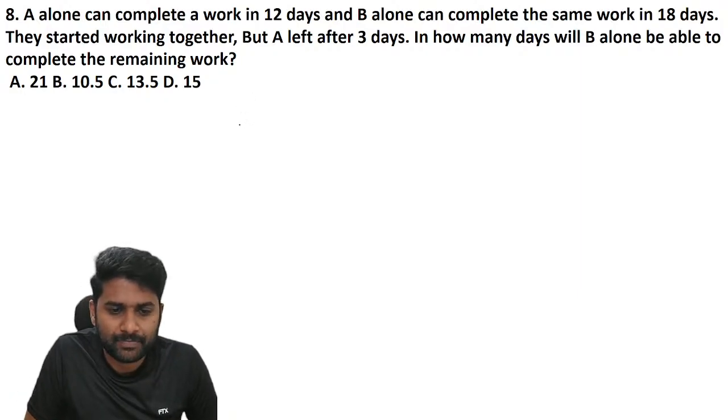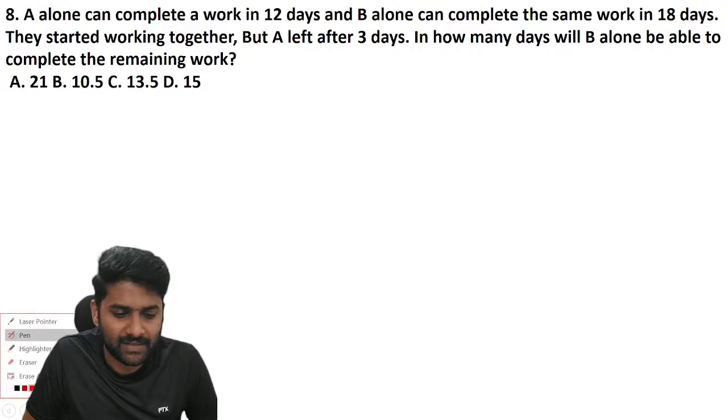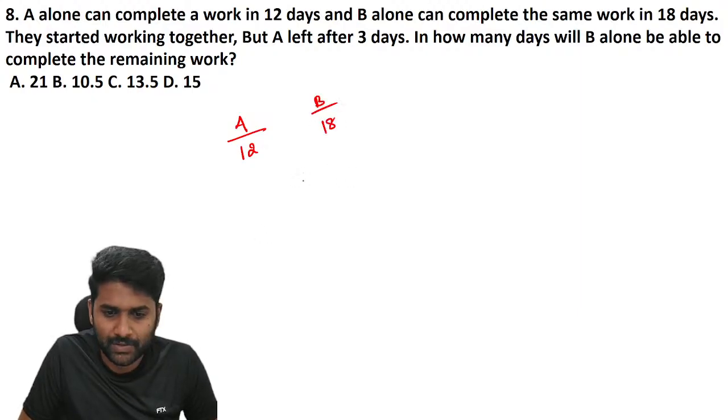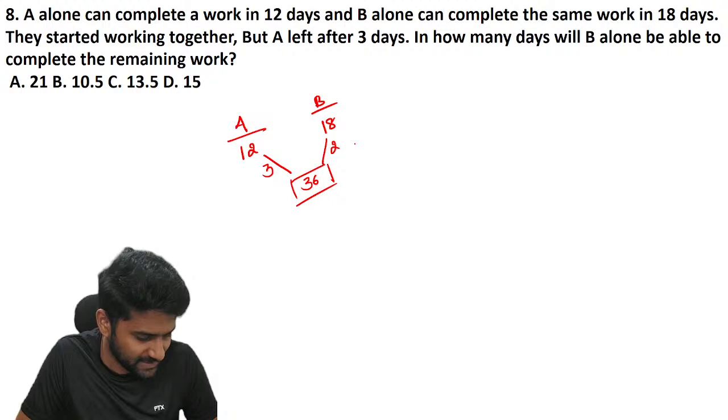Next one. A alone can complete the work in 12 days. B alone can complete the work in 18 days. We have to identify the total efficiency. Total work is 36 units. A's efficiency is 3 units per day. B's efficiency is 2 units per day.